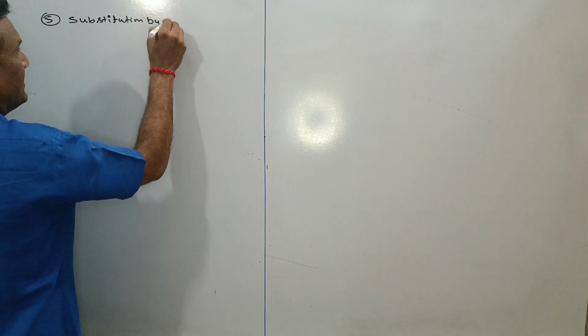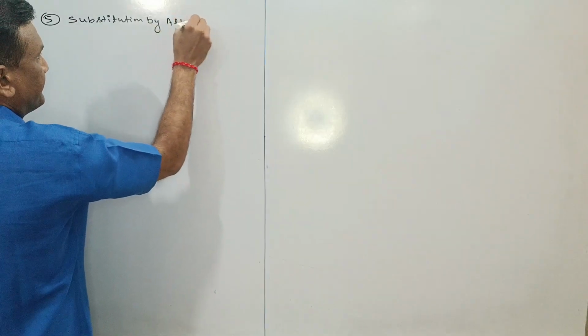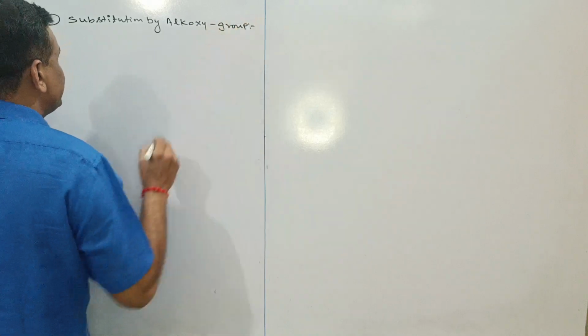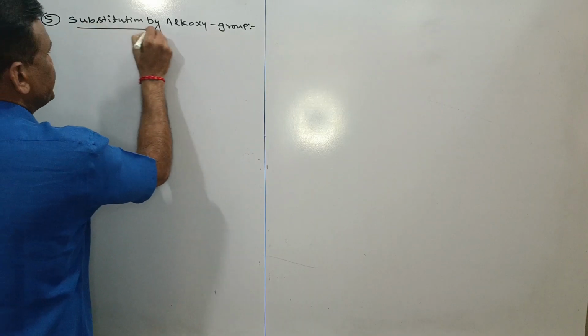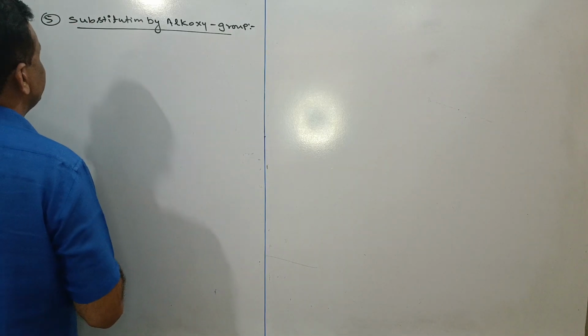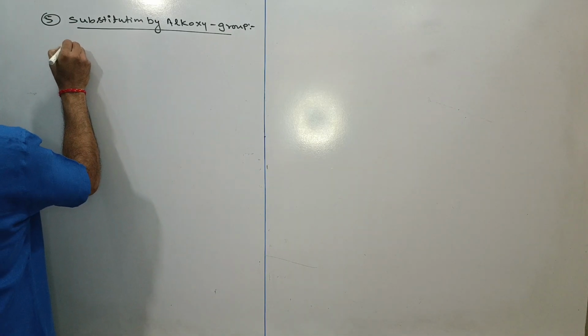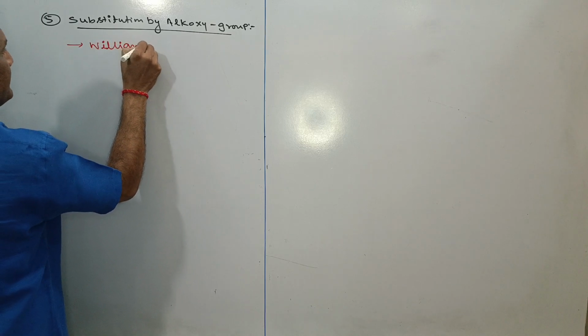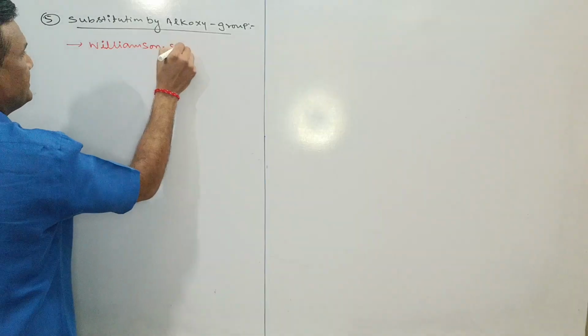Substitution by alkoxy group. If we go with this reaction, substitution by alkoxy group, then it is also called Williamson synthesis.